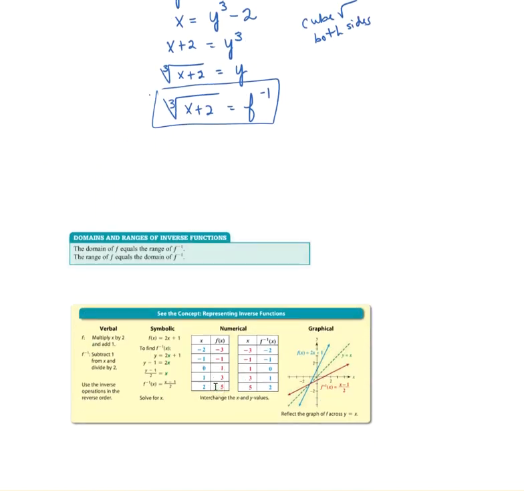And just real quick, the domain of f equals the range of f inverse. And the range of f equals the domain of f inverse. They just switch. They switch places. So that's shown right here with the numbers. If you have x and f of x, and you've got x and f inverse, the numbers just switched. So that's why they are symmetrical about that line.